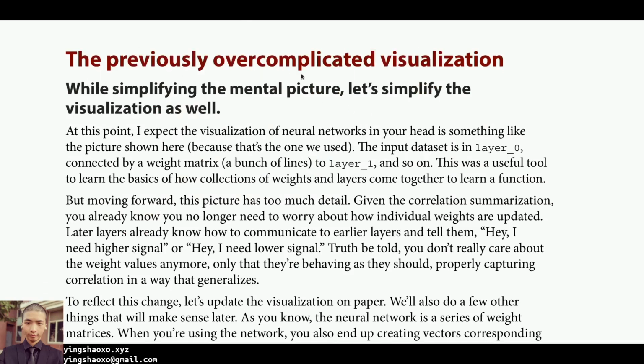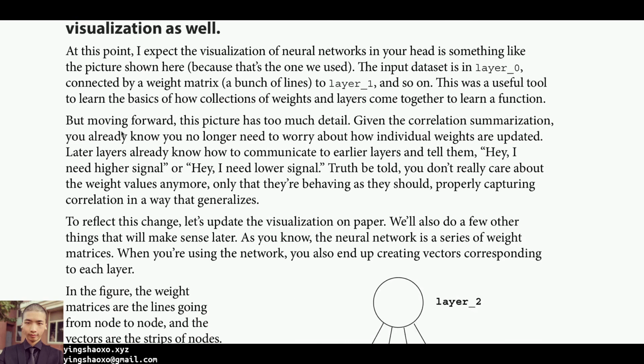The previously overcomplicated visualization. While simplifying the mental picture, let's simplify the visualization as well. At this point, I expect the visualization of neural networks in your head is something like the picture shown here. The input dataset is in layer 0, connected by a weight matrix, a bunch of lines, to layer 1, and so on. This was a useful tool to learn the basics of how collections of weights and layers come together to learn a function. But moving forward, this picture has too much detail.